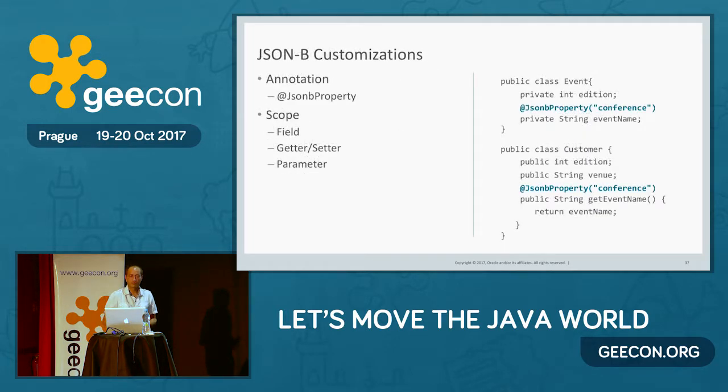And there are a lot of customization options. For example, say we have some event object with some event name property, but in JSON we don't want to see event name. We want the property to be called conference. So we can use the JSON-B property annotation to overwrite this name. It can be used either on top of the property or field, or on a getter, et cetera.